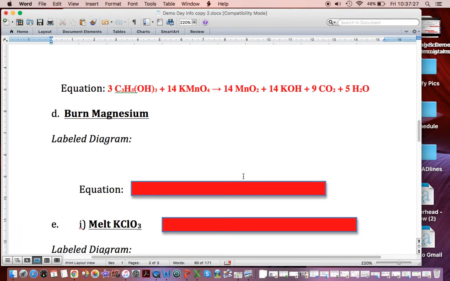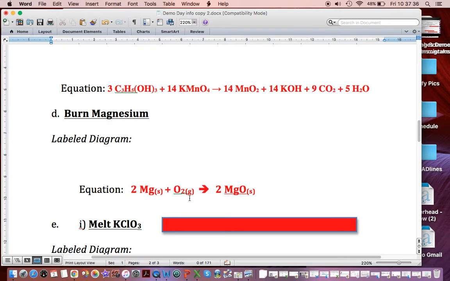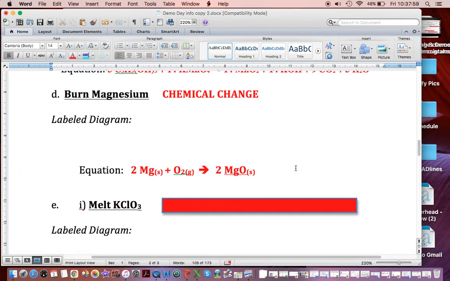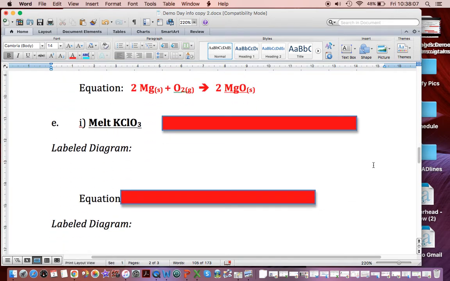Next one was burning magnesium. And burning magnesium, here's our equation. Anytime we're burning something, we're thinking of reacting with oxygen, O2 gas, so 2Mg solid becomes 2MgO solid. And we see the word burning, so I should have written down right here, and I'll do that right now. I should have written that it is definitely a chemical change. So there's our chemical change. And the magnesium was by itself. Now it's combined with the oxygen, so the elements are rearranged, but we have lots of evidence for chemical change.